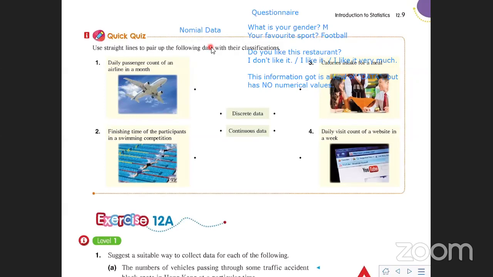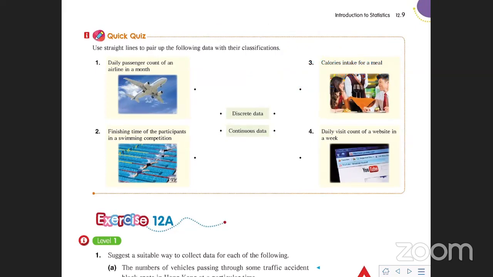Any more questions concerning types of data? If you have questions, you can ask. Anyone?